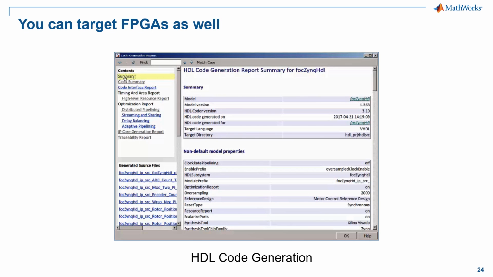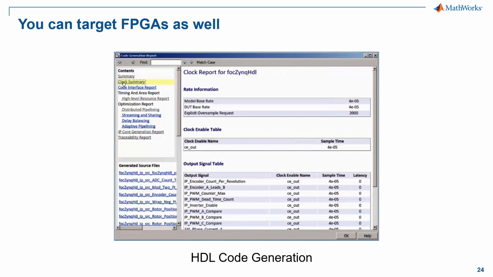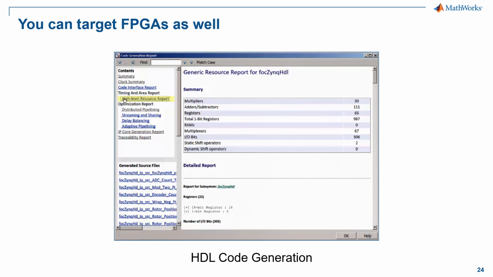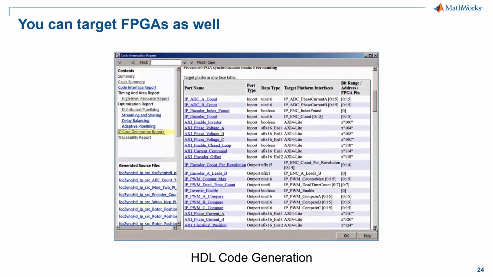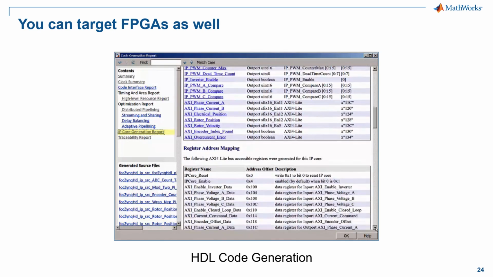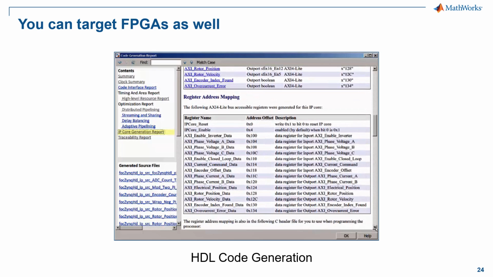With Simulink, you can also target an FPGA if you need a faster sample rate. We have examples showing you how to automatically generate HDL from a Simulink model and implement your motor control algorithm on FPGAs.